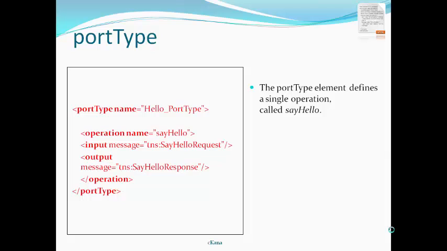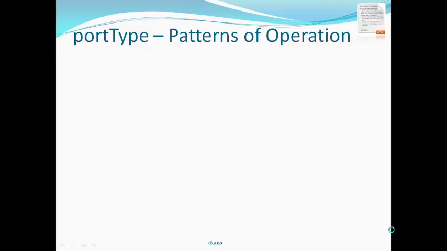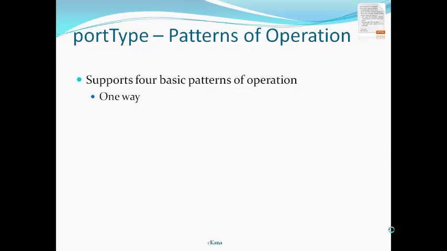The port type element defines a single operation called say hello. The operation consists of a single input message, which is say hello request, and the output message say hello response. So this portType element shows an entire operation with one input and one output message. PortType patterns of operations. Now the portType element supports 4 basic patterns of operation: one way, request response, solicit response, and notification.